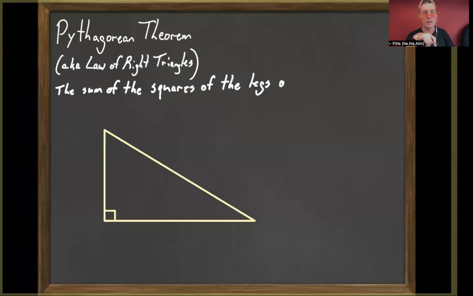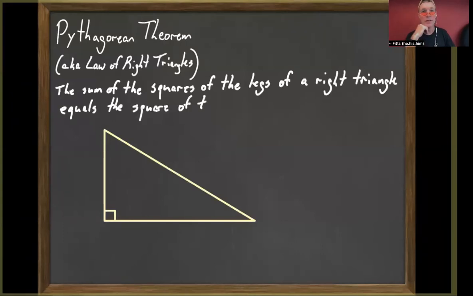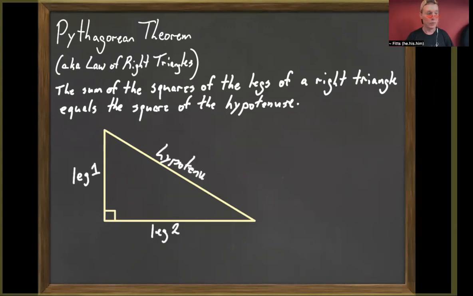So write this down. The sum of the squares of the legs of a right triangle equals the square of the hypotenuse. So let's take a look. So the sum of the squares of the legs equals the square of the hypotenuse. First of all, we need to know what the legs of a right triangle are. Leg 1, leg 2. The longest side is the hypotenuse.